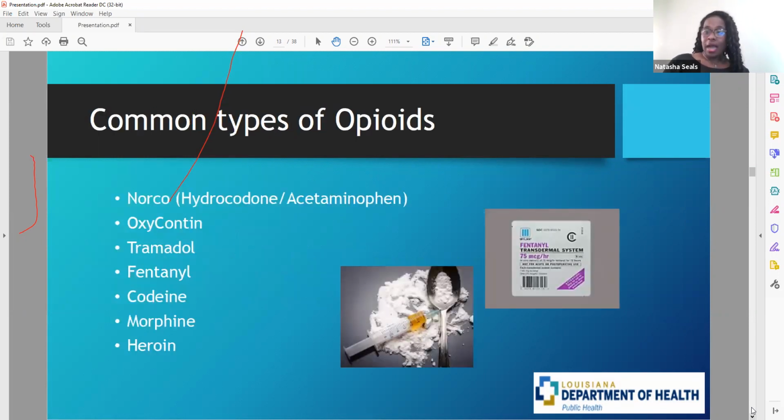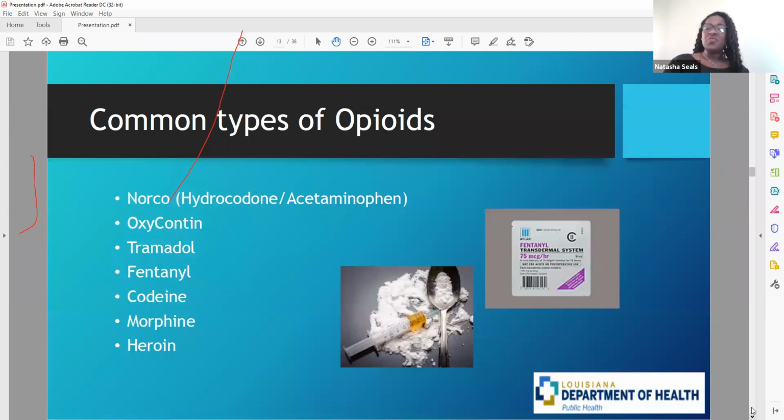So here are our common types of opioids. We have Norco, which has continued over the past few years to be the most commonly prescribed drug in Louisiana. We have OxyContin, tramadol, fentanyl, and you have a little image of the description of fentanyl on this slide, codeine, morphine, and heroin. Heroin is 2 to 5 times stronger than morphine. Fentanyl, based on the dosage and how long you've been using it, can be anywhere from 50 to 100 times stronger than morphine. What I did not list on this slide is something called carfentanil.